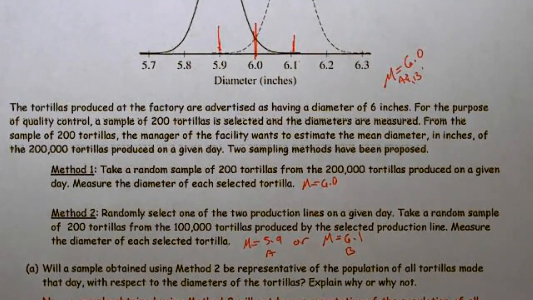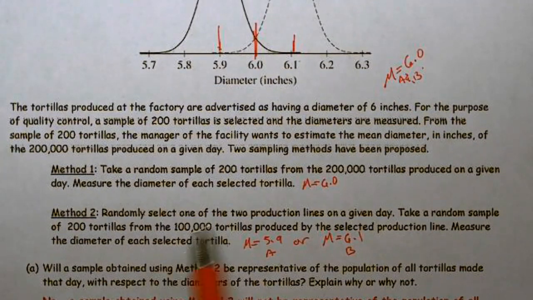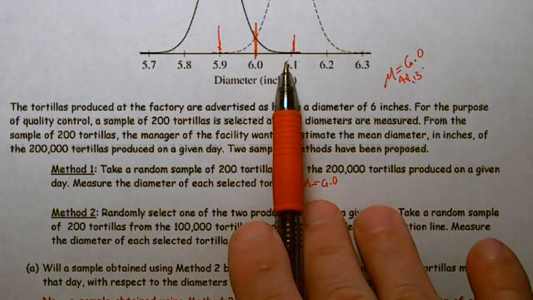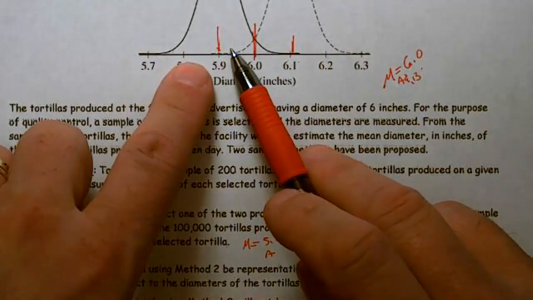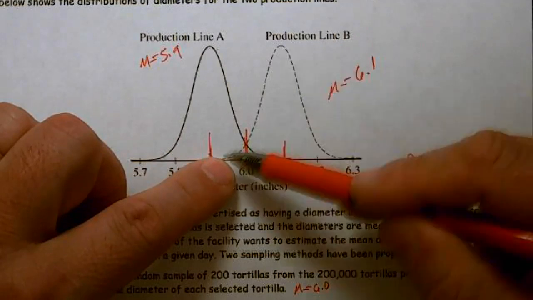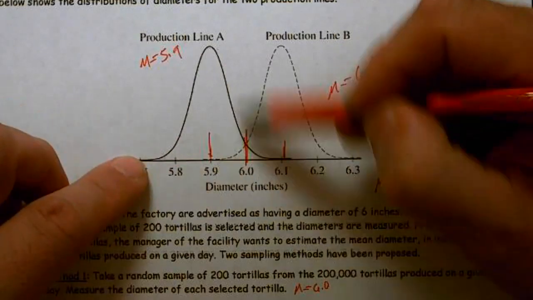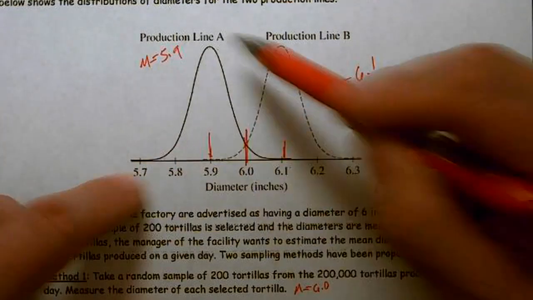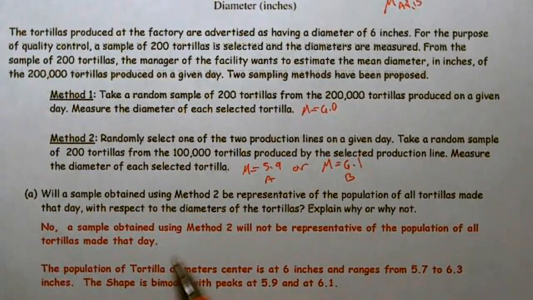So will a sample obtained using method 2 be representative of the population of tortillas made that day with respect to the diameters of the tortillas? Explain why or why not. Well, method 2 said we're going to randomly choose 1. If we choose B, it's going to be centered at 6.1, and it's not going to include a lot of A. Basically, if we randomly choose B, our sample should look pretty normal, centered at 6.1. If we randomly choose A, we're going to get a normal distribution centered at 5.9. However, our real population is bimodal. And so, no, a sample obtained using method 2 will not be representative of the population of tortillas made that day.